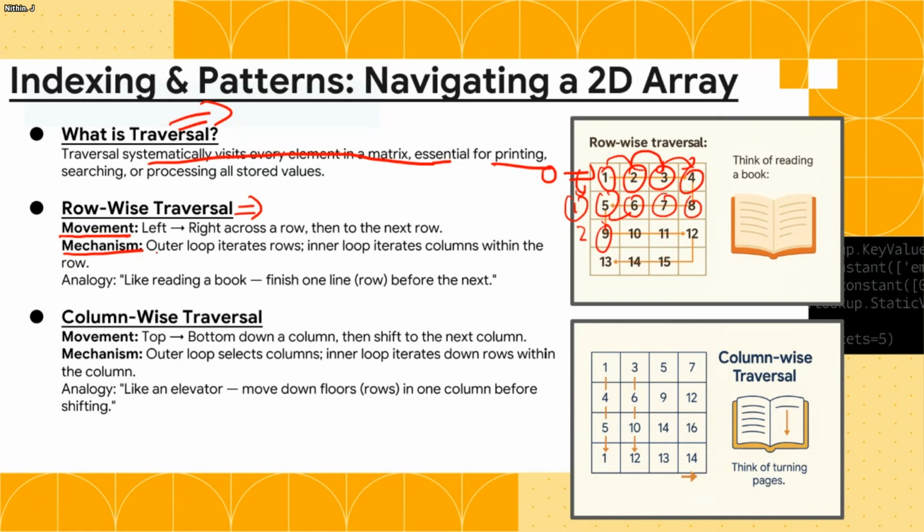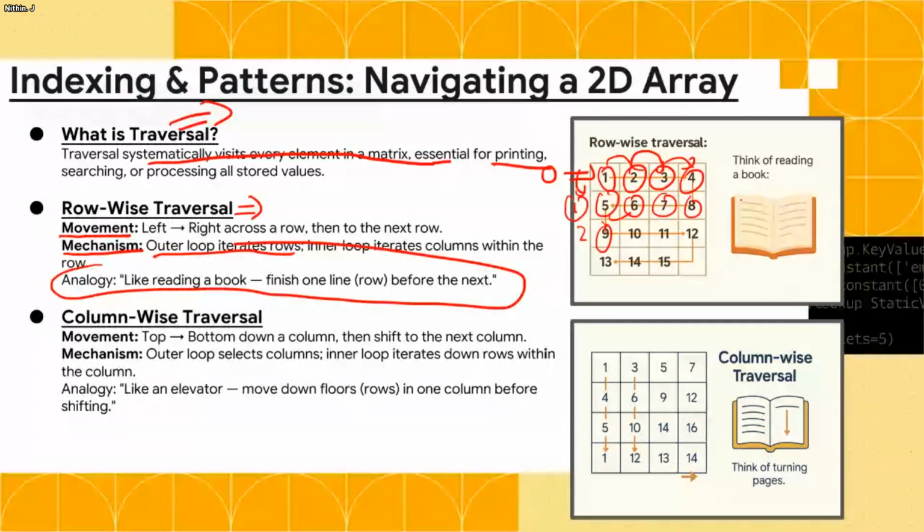So the mechanism that we are going to follow here is that we have an outer loop that iterates over the rows and an inner loop that iterates over the columns. And an analogy that you guys can use is that it's like reading a book. You will open a page, then you read like this, then next line, the next line, next line, complete the page, then move to the next page. So that's the simplest analogy that you guys can use for understanding the row-wise traversal.